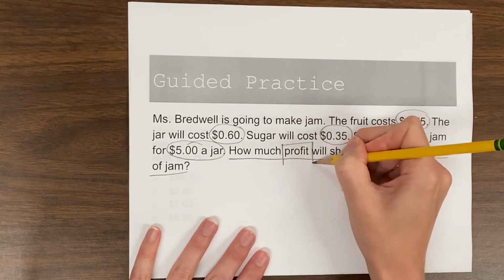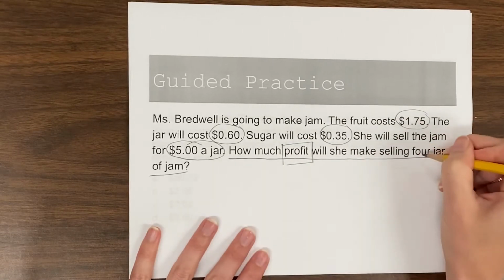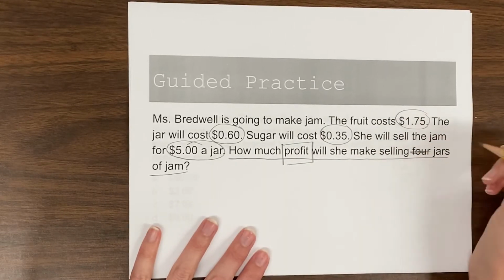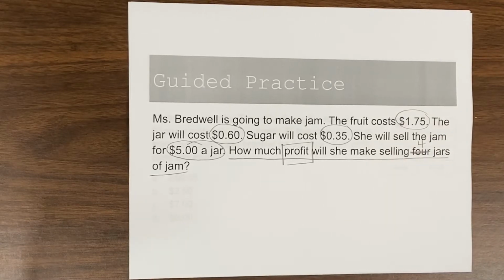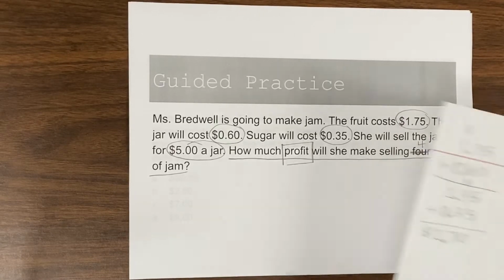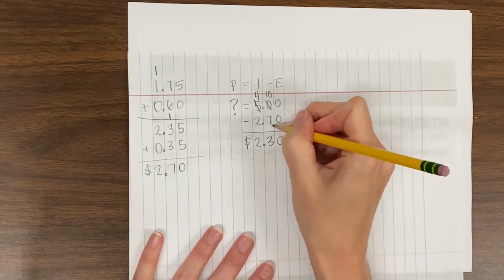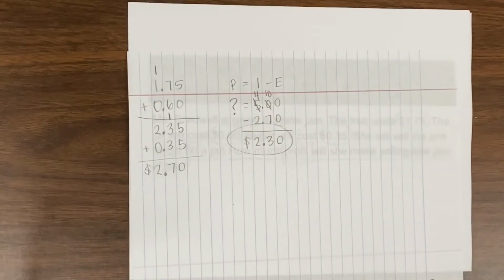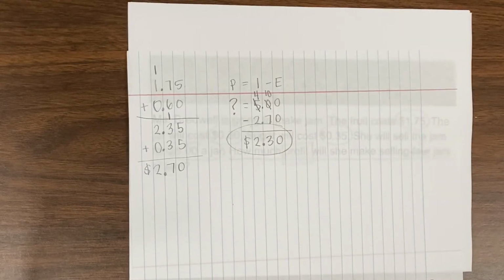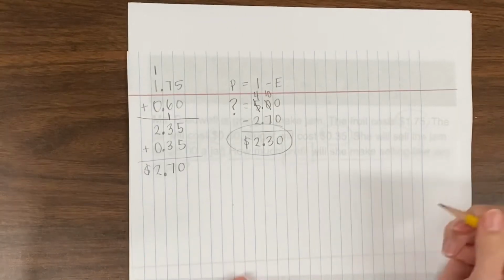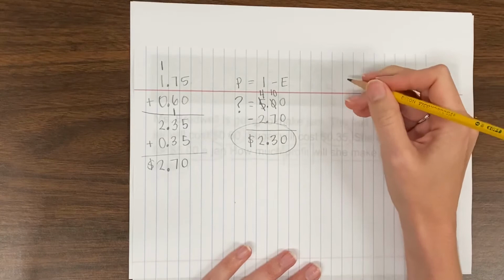So this question is just a little bit different, right? It's no longer asking us for the profit for one jar. It's asking us for the profit for 4 jars. So what we can do, since we already know the profit for one jar, we can just add this 4 times and get our total for 4 jars. So let's go ahead and set that up, see what it will look like.